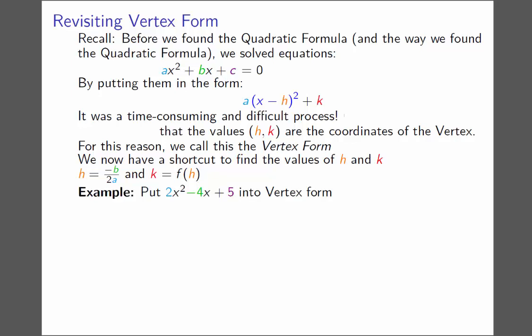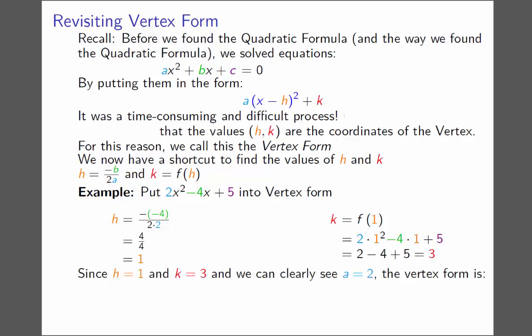Let's look at the example where we put 2x squared minus 4x plus 5 into vertex form. h is negative negative 4 over 2 times 2, which is 4 over 4, which is 1. And now that we have h equals 1, we can find that k is our function evaluated at 1, which is 2 times 1 squared minus 4 times 1 plus 5, which reduces to 2 minus 4 plus 5, which is 3. So we get that k equals 3.